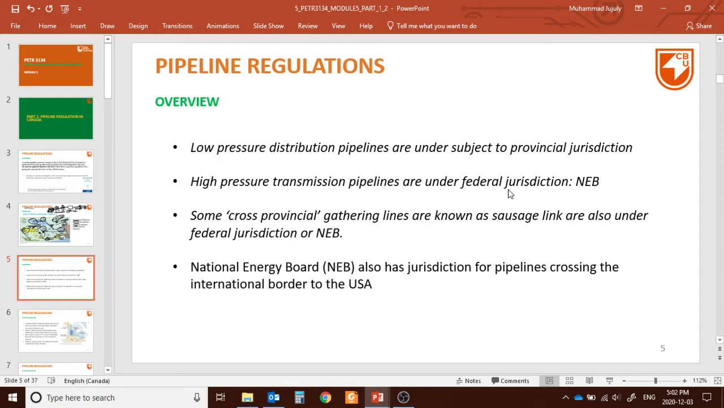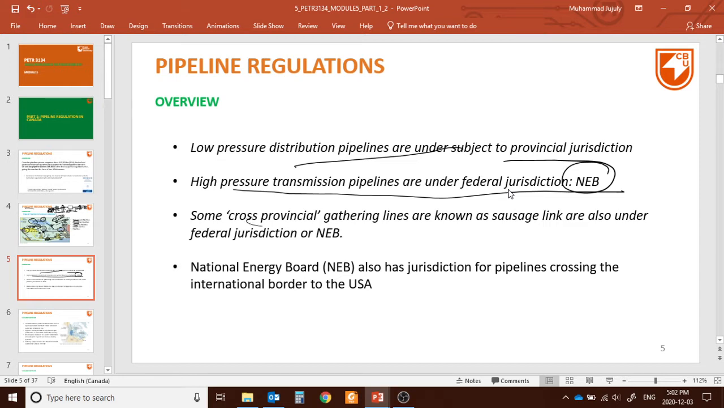the low pressure distribution pipelines are under the jurisdiction of the provincial government. Okay, but the high pressure transmission pipelines are under federal jurisdiction, and the federal oversight is the National Energy Board, or NEB.